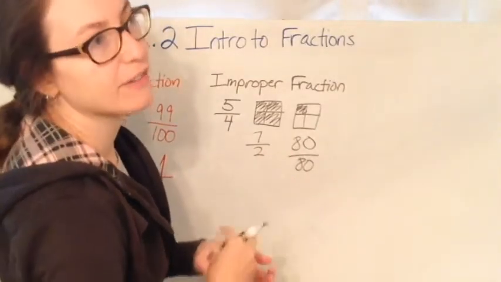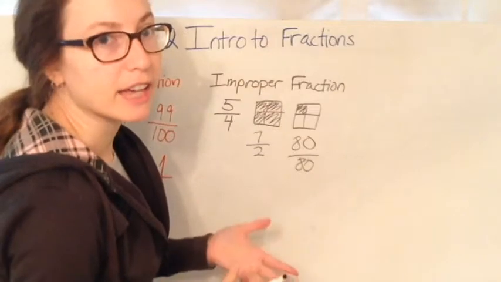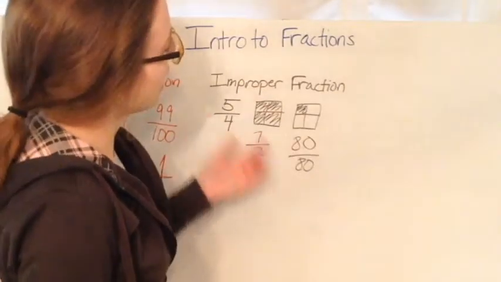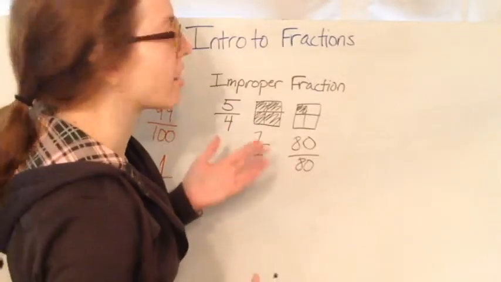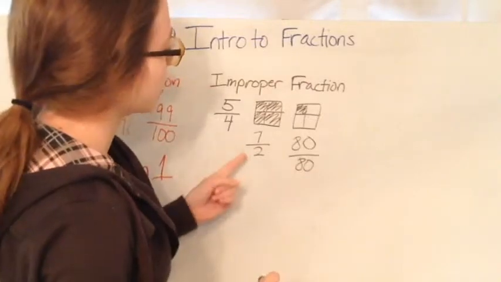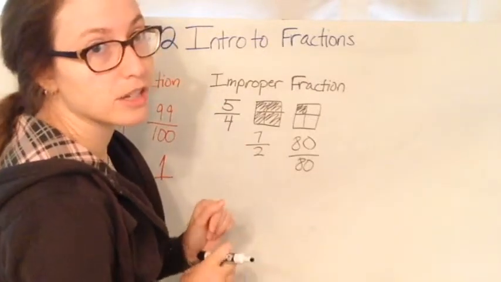Think of it like if you're at a birthday party and they have a cake and you eat the whole cake by yourself, that's probably not very polite. Unless it's your party, I guess you could do that then. But that would be improper for you to eat the whole cake. We also call it improper if the numerator is greater.